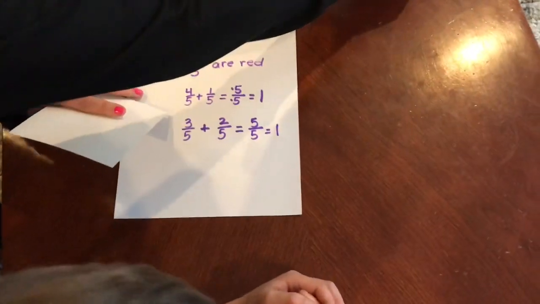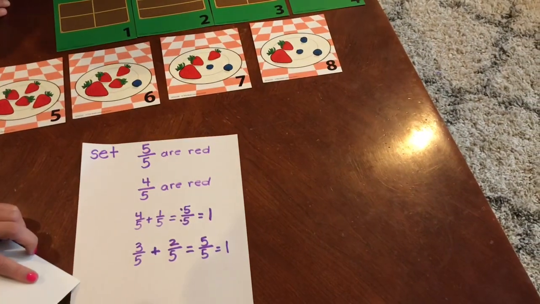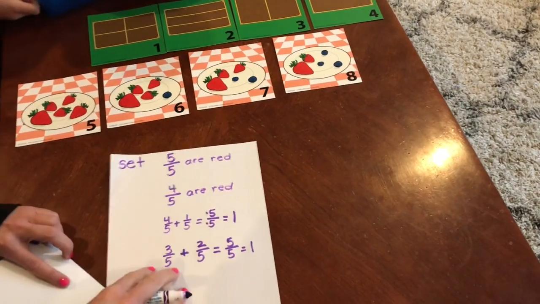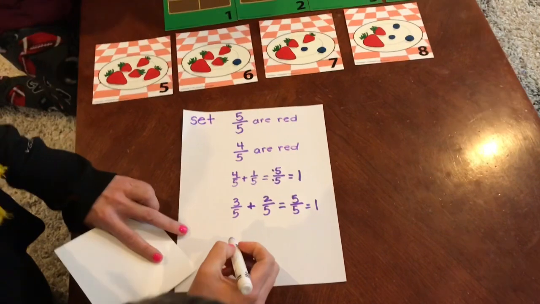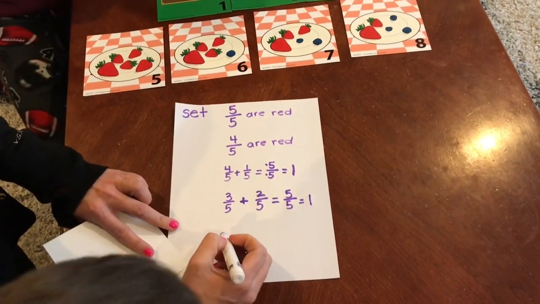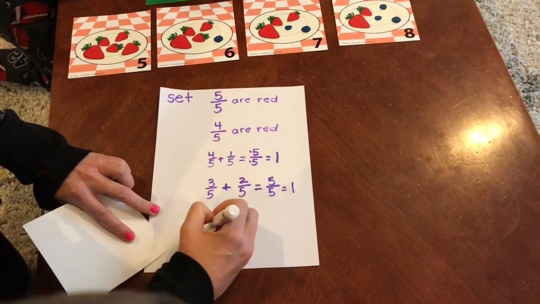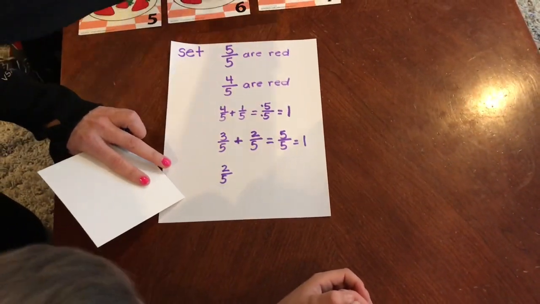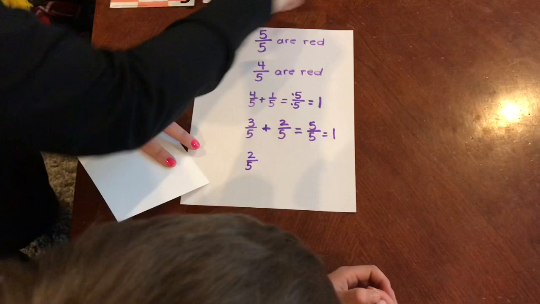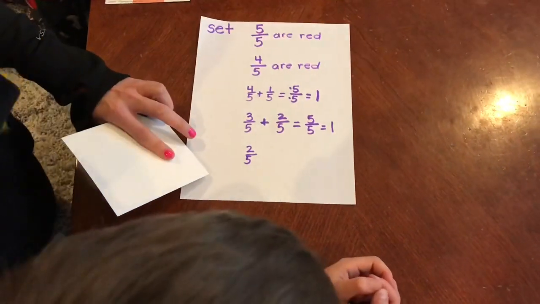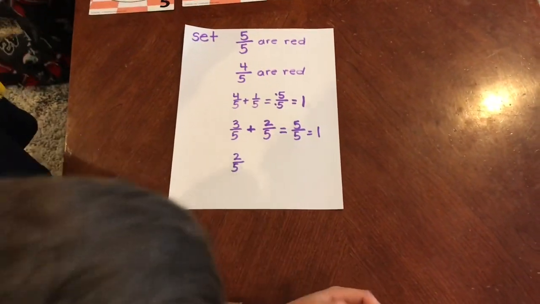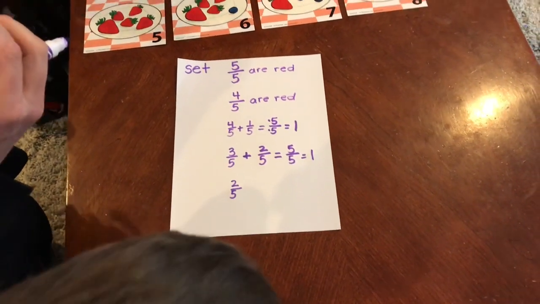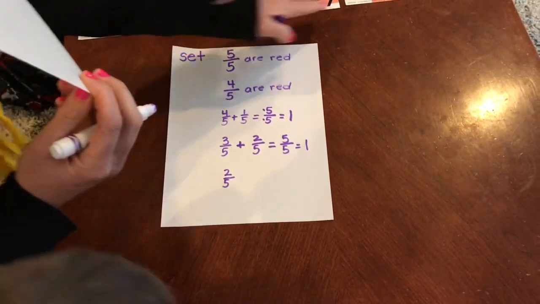Let's look again. Was that what you thought was going to happen? Yes. How many of those are strawberries? 2/5. The denominator is not changing. In our first group, the denominator changed in every picture, but in this grouping, the denominator does not change. What do you think is going to be on this last picture? 4 blueberries and 1 strawberry.